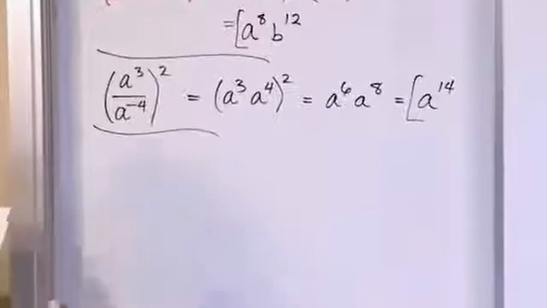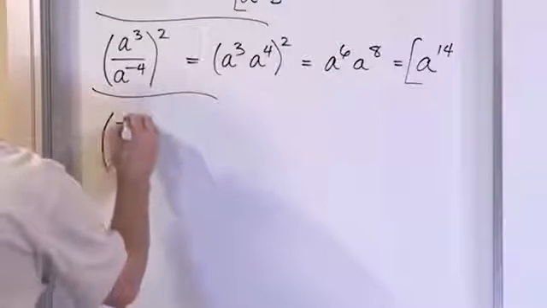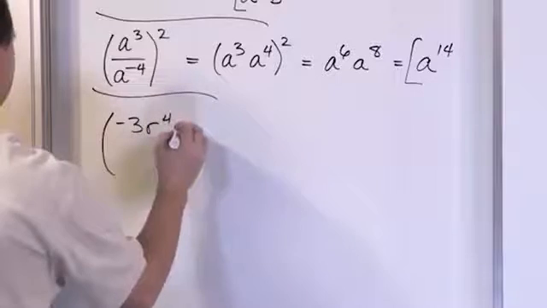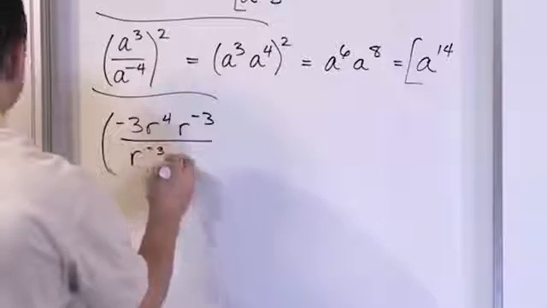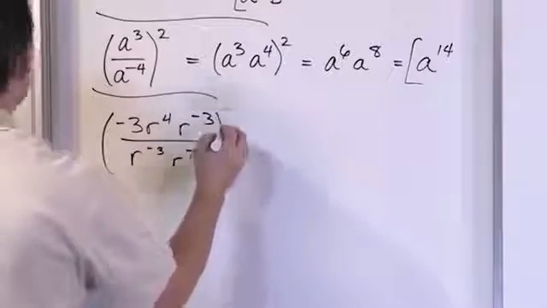All right, and let's do one a little bit bigger. Let's say we have negative 3 times r to the 4th times r to the negative 3 over r to the negative 3 times r to the 7th, all raised to the 3rd power.